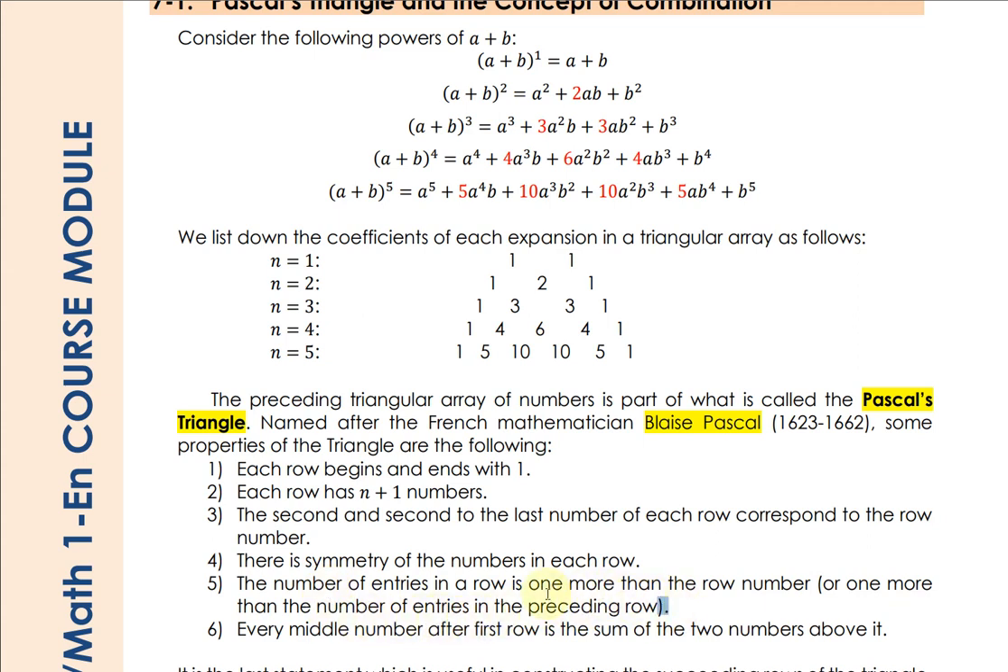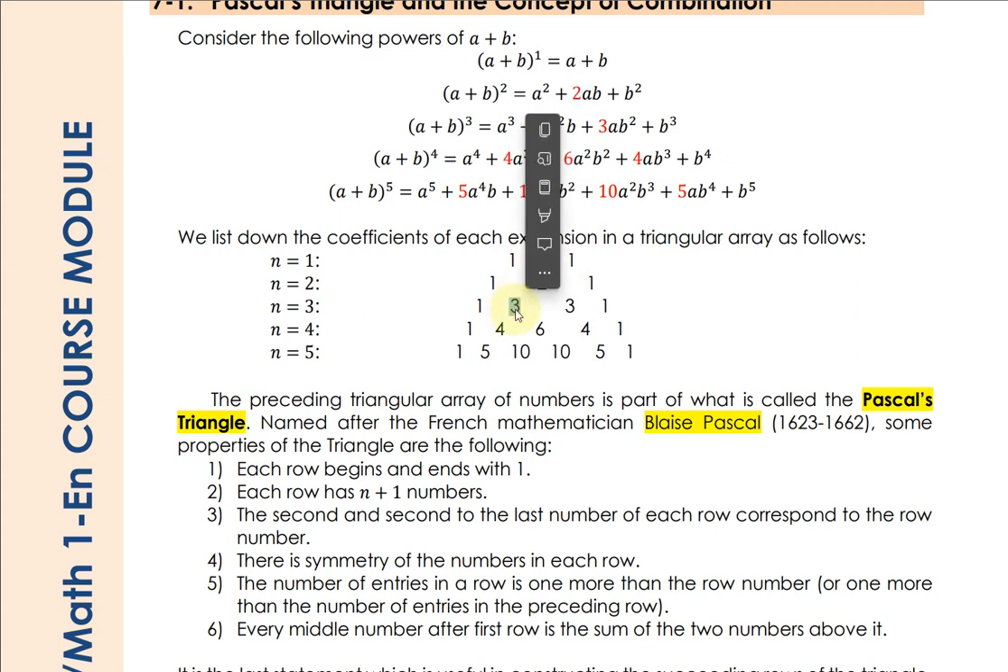So this is similar to the second property, which is the number of entries, or the number of terms, is simply equal to the row number plus 1. Okay? And lastly, every middle number after the first row is the sum of the two numbers above it, right? So, the number above 2 is 1 and 1. So, you add 1 and 1, so the result is equal to 2.